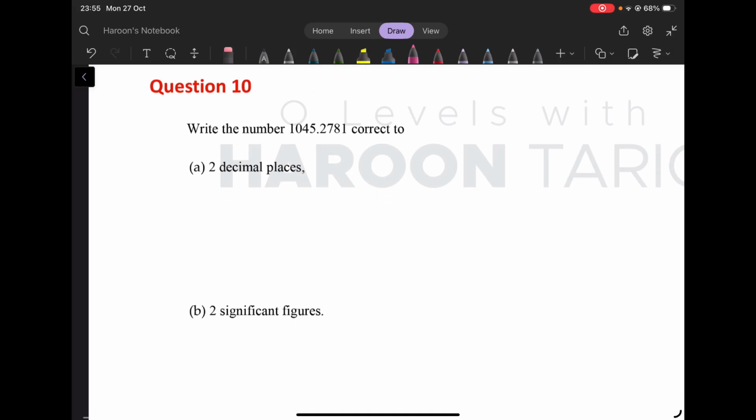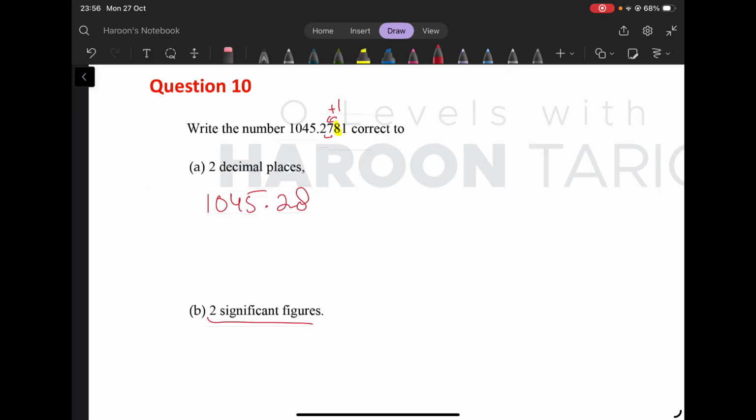Next, write the number 1045.2781 correct to two decimal places. Now the second decimal place is this 7, so I'll have a look at the next decimal place. This is 8, the third decimal place. If this is 5 or greater than 5, I add 1 to the previous digit, which I need to do because 8 is greater than 5. So this becomes 1045.28. This should be the answer.